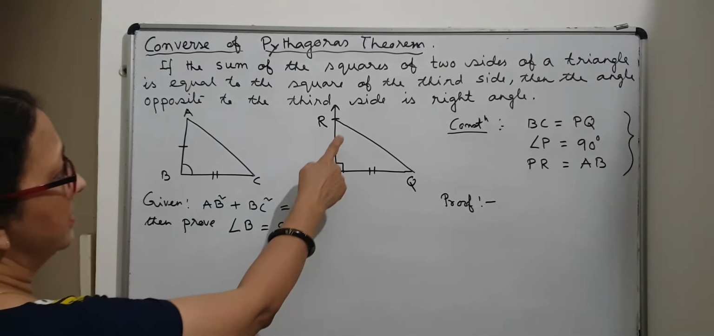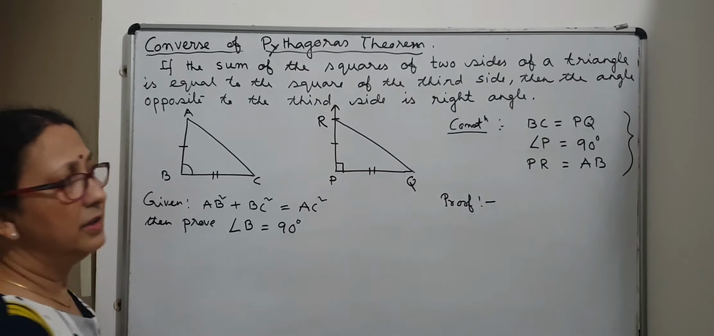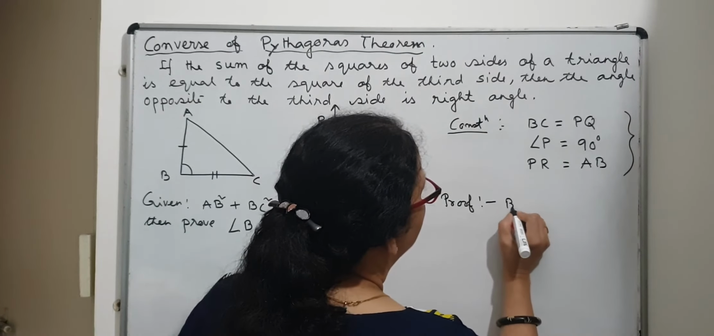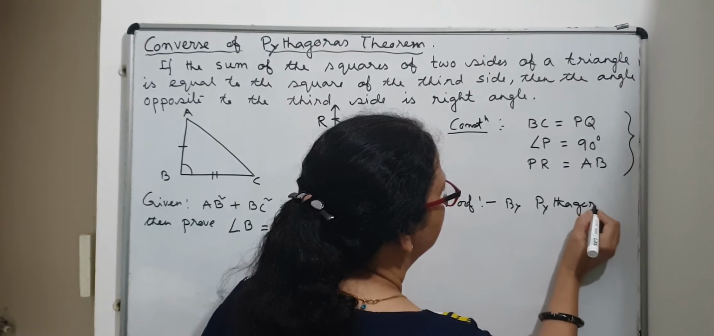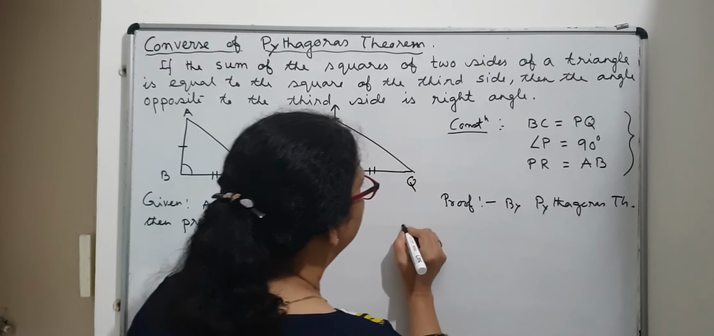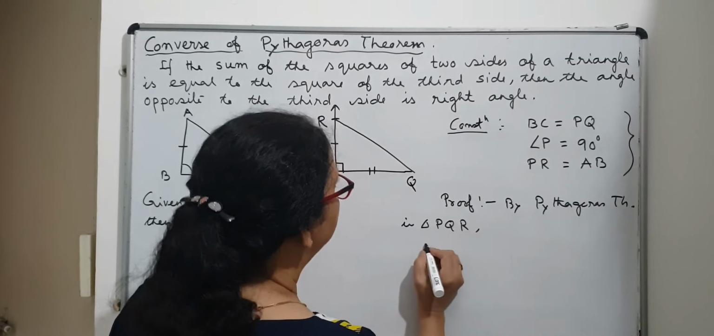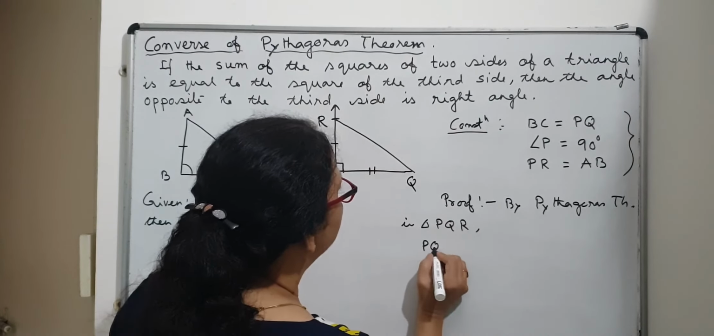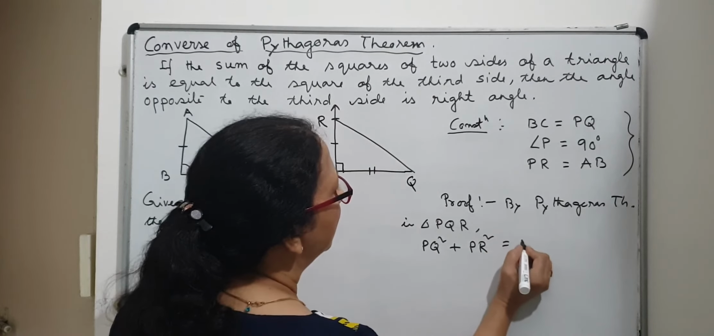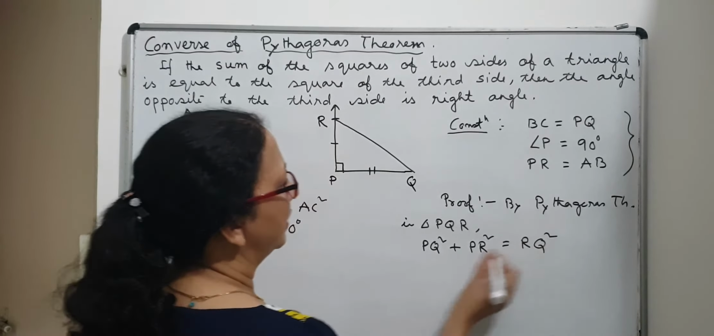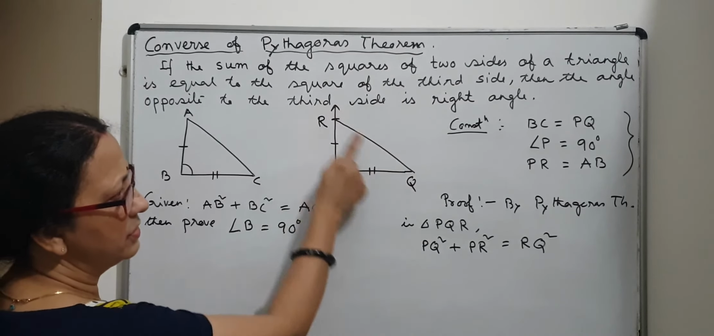Since this is a right angle triangle I have shown, I can apply the Pythagoras theorem in this triangle. So by Pythagoras theorem in triangle PQR, what can I write? I can write PQ square plus PR square is equal to RQ square, that is the hypotenuse square. That is the Pythagoras theorem: this square plus this square is this square.